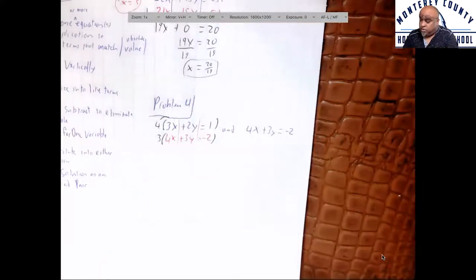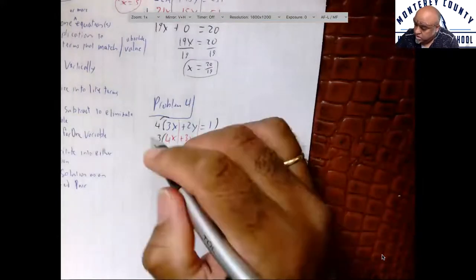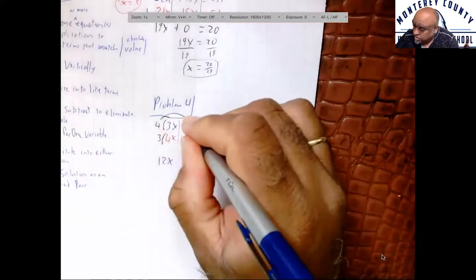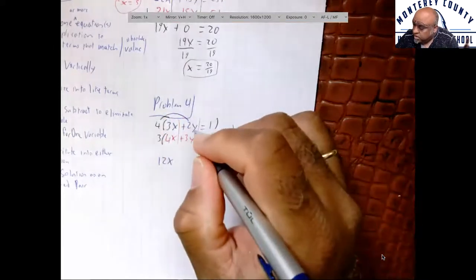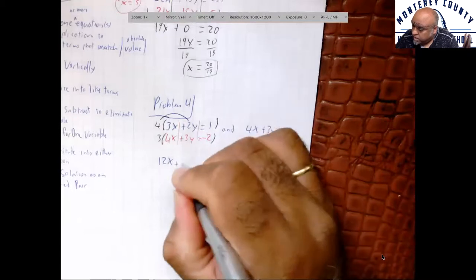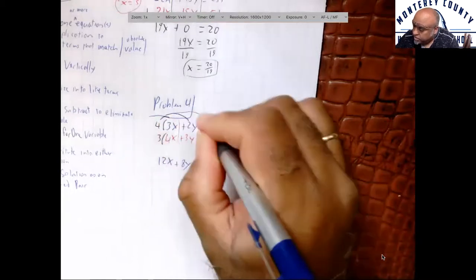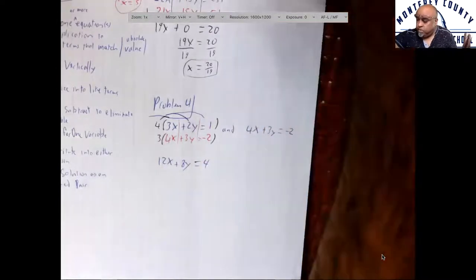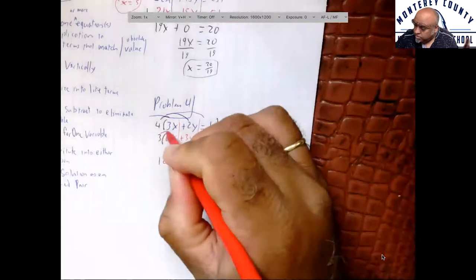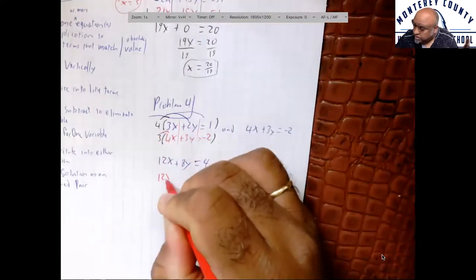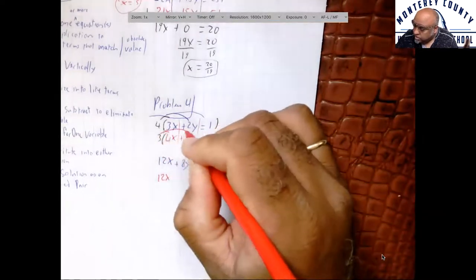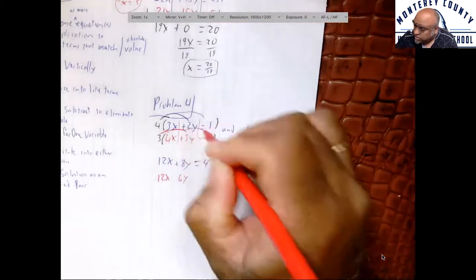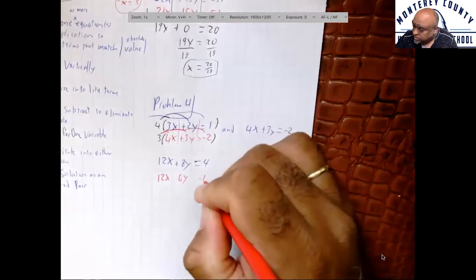So 4 times 3x is 12x. 4 times 2y would be 8y. And 4 times 1 is 4. Okay? All right, 3 times 4x is 12x. 3 times 3y is 9y. 3 times negative 2 is negative 6.